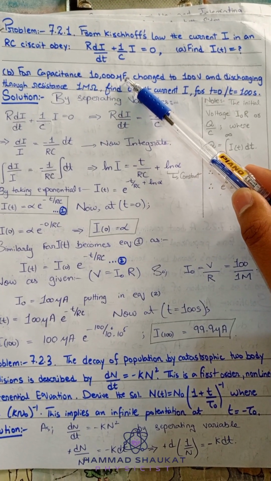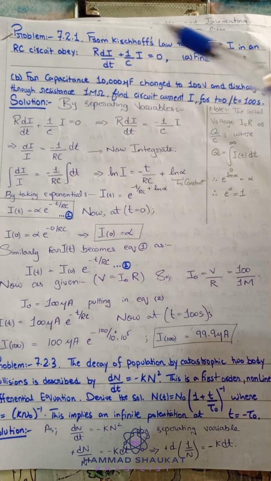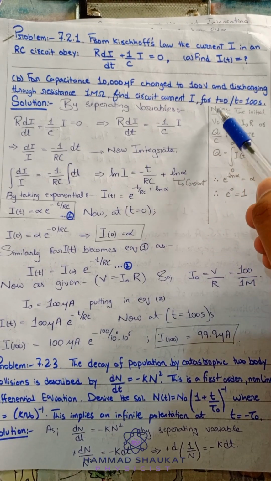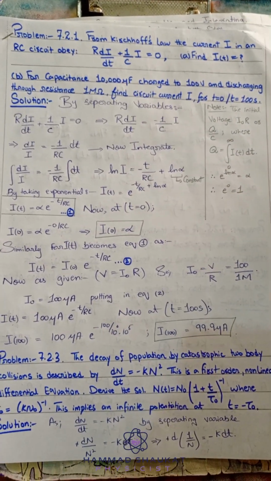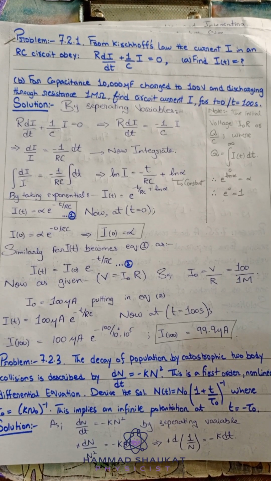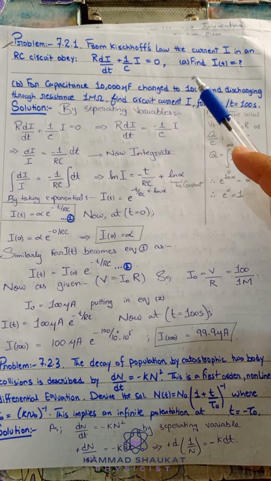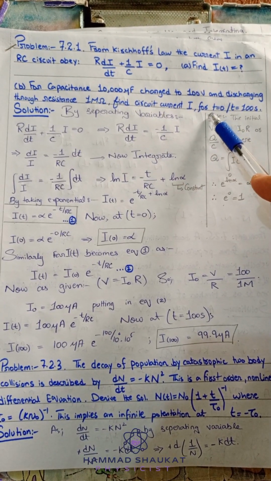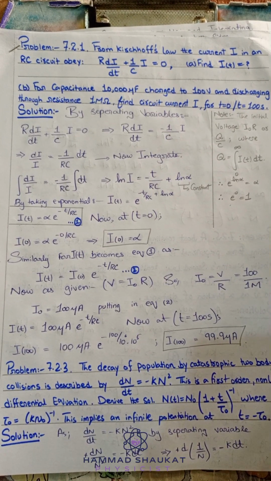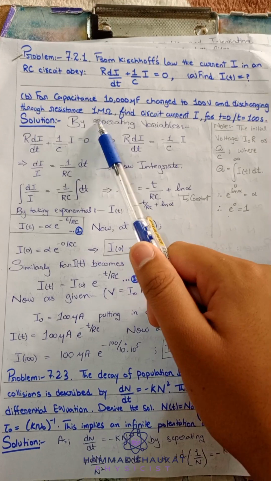A 10000 microfarad capacitor is charged to 100 volts and discharges through a resistance of 1 mega ohm. Find the circuit current I from time t = 0 to time t = 100. So you are given the capacitance, which is 10,000 microfarad, the voltage, which is 100 volts, and the times t = 0 and t = 100. You have to find the current when the resistance is 1 mega ohm.